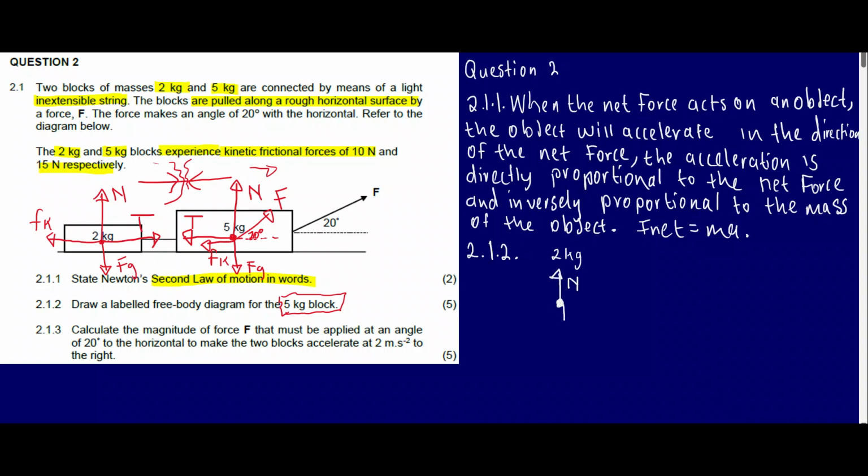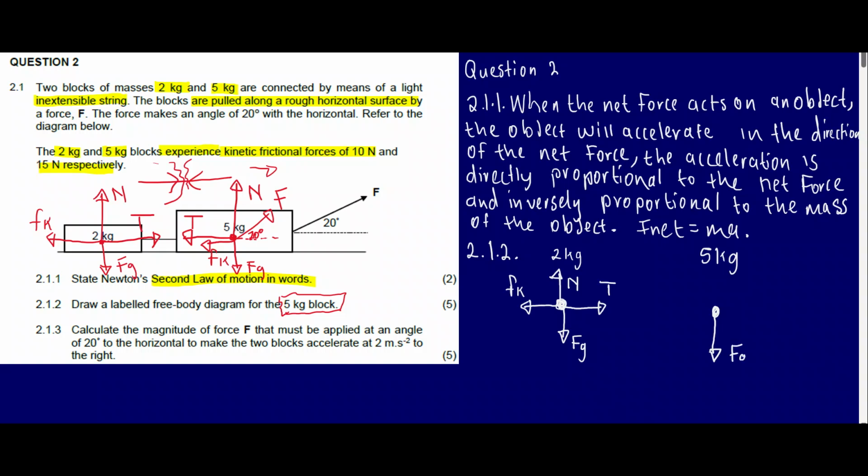This is the normal force going up, and we're going to have the gravitational force, which is Fg. And then we would have the frictional force, which is Fk, and we will also have the tension pulling to the right hand side of the 2 kg block. So now let's take a look at the 5 kg block here.